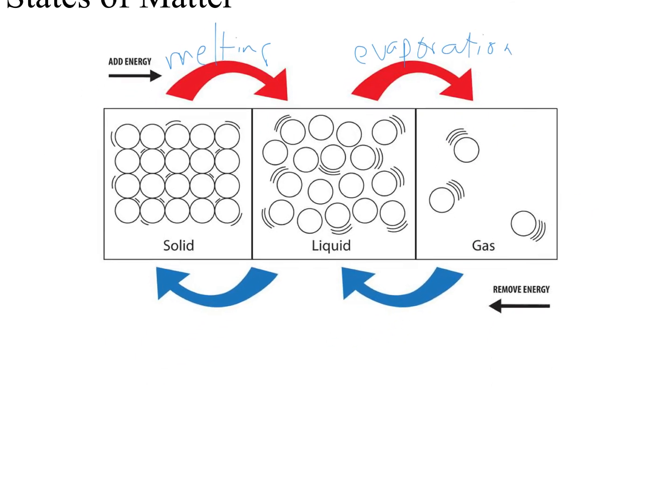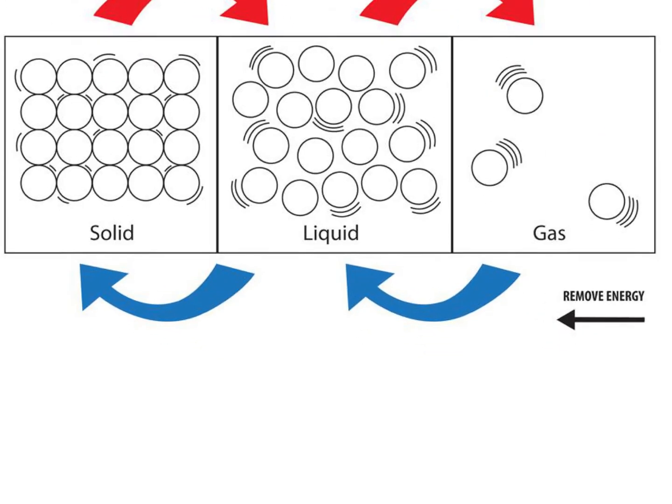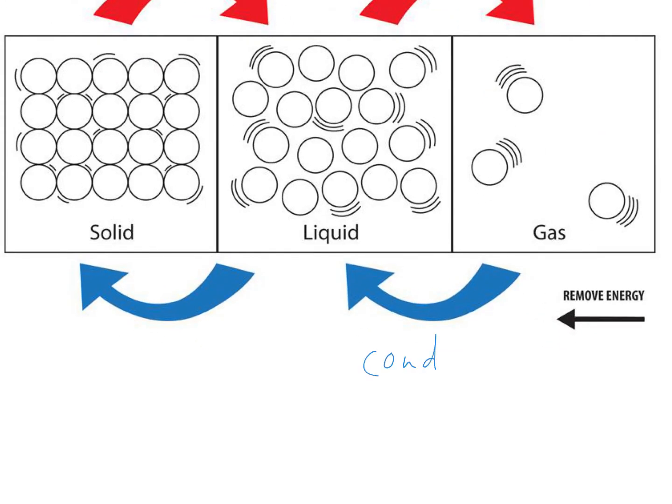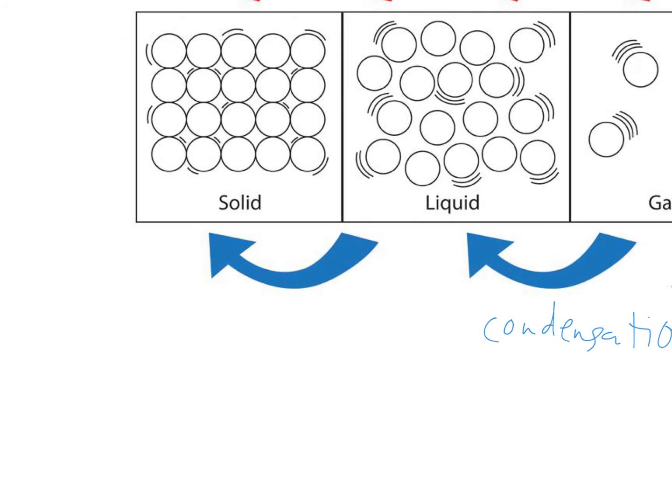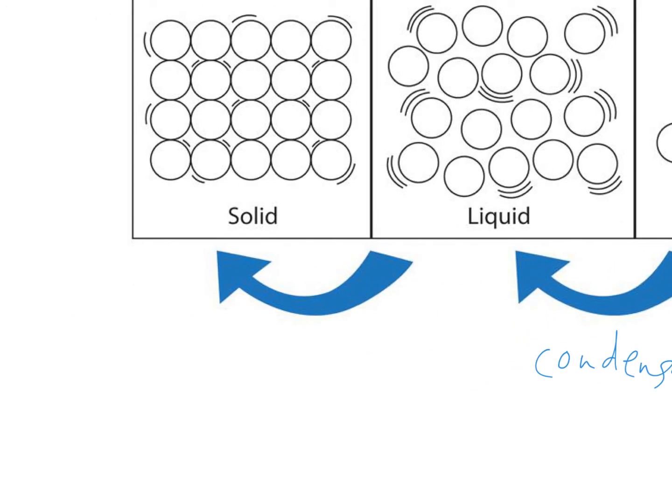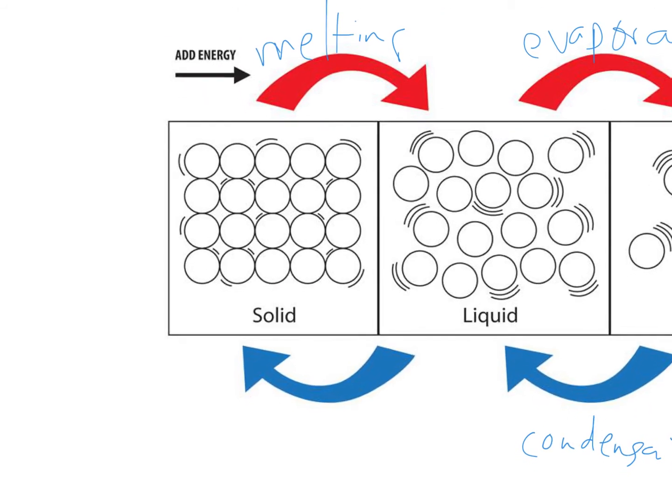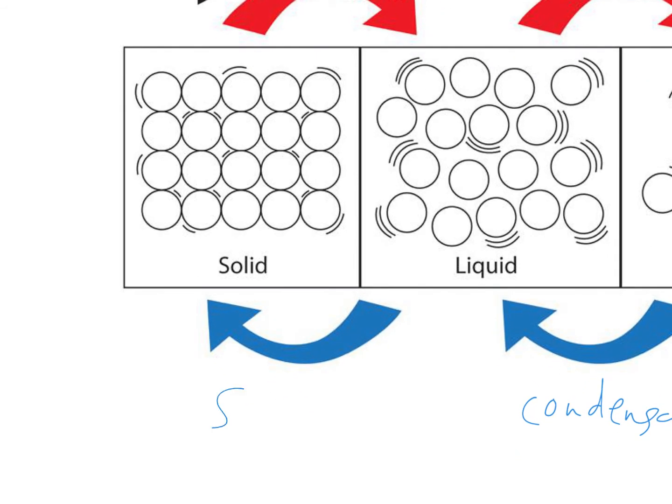If we reverse those processes, so we get a gas and we remove energy, we call that condensation. And if we go from a liquid to a solid, we reverse again the process of melting and we call that freezing. I'm sure you're all familiar with a device that does that in your house called the freezer.